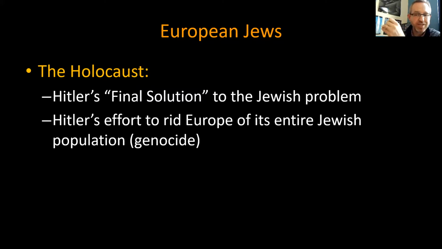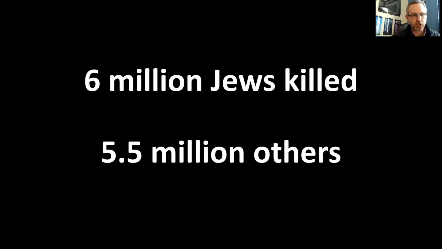This comes to be known as genocide. The word didn't exist prior to World War II. It's actually created to describe what the Germans did to the Jews. To be clear, it's not just Jewish people. There are also 5.5 million others who will be killed in this extermination.